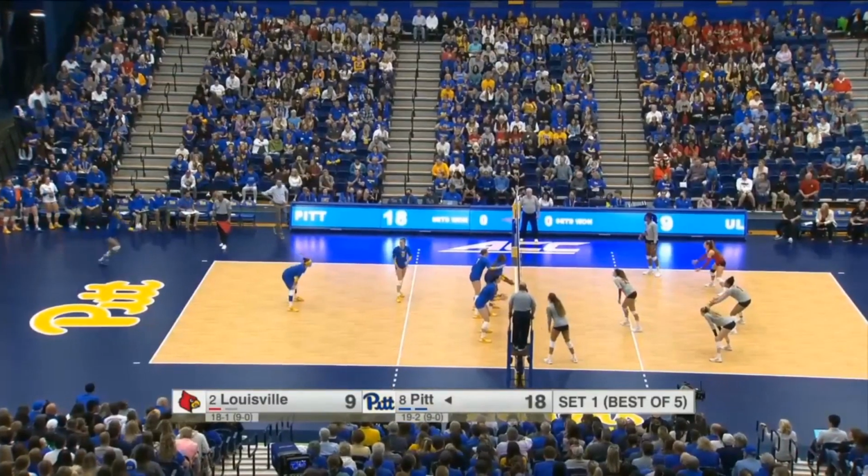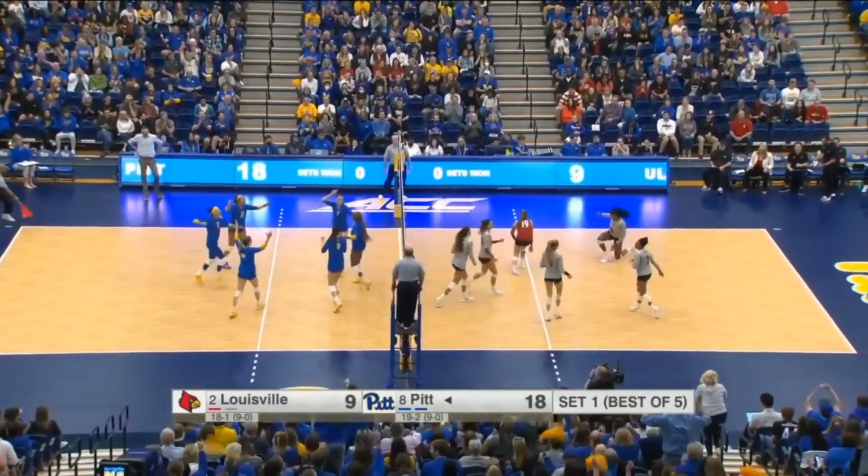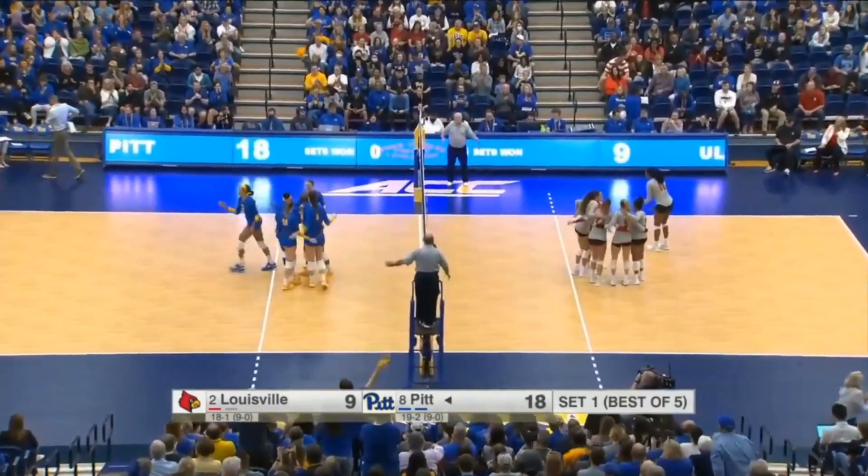Couple of blocks. I'll give you the team numbers momentarily. Louisville really struggling offensively, hitting 0 on the overpass. Score out of the middle by Chiamati.